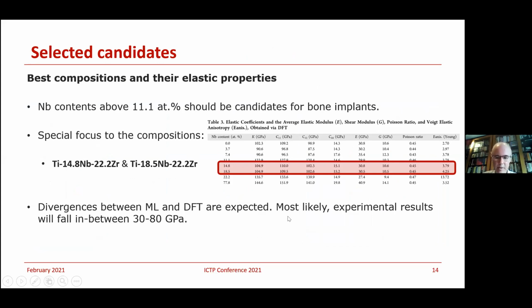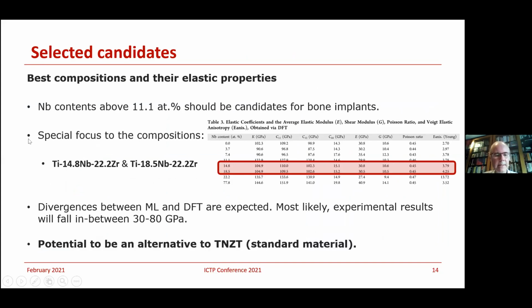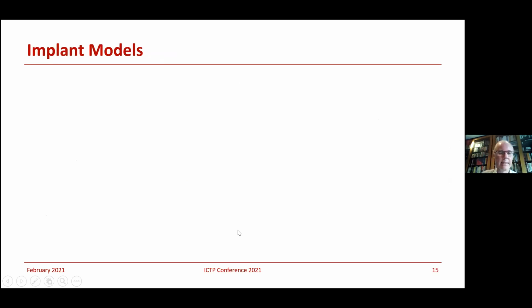And finally, of course, you have some differences between the machine learning and the DFT. This is expected, but it's still in good shape compared with the experimental part. So this means that these compositions can be a potential alternative for TNZT as a standard material. Now, this is very interesting because in the end you could figure out a nice composition that gives us good elastic properties. Now, to the end, you have applied that to implant models.